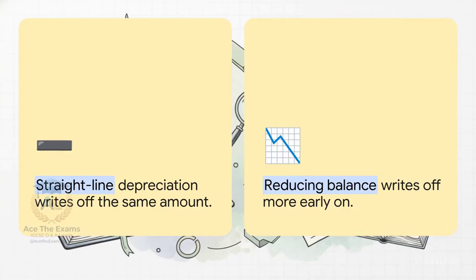And prudence also heavily impacts how we view inter-firm comparisons. Just think about two identical clubs. One uses straight-line depreciation, so they're writing off the exact same amount every single year. The other club uses reducing balance, which means they are writing off far more in the early years. Because of these entirely different accounting policies, making a direct apples-to-apples comparison between their surface-level profits is incredibly difficult. We really have to look deeper to understand the true financial picture.